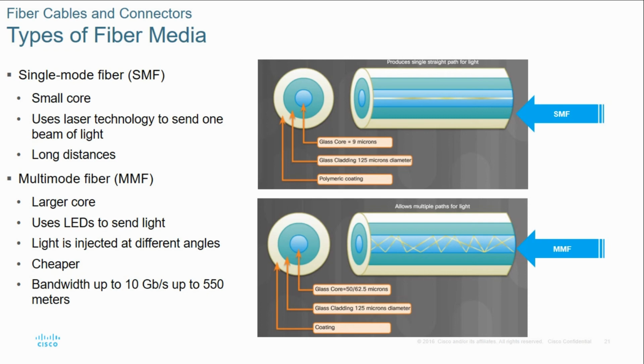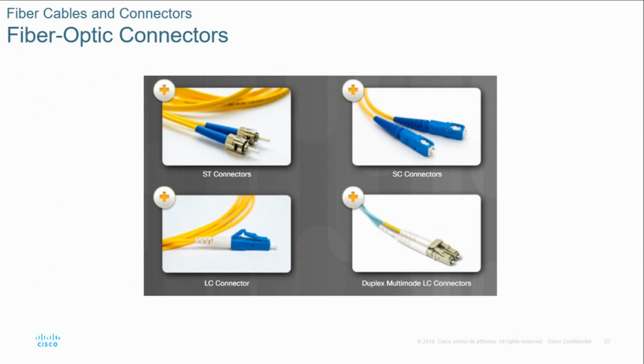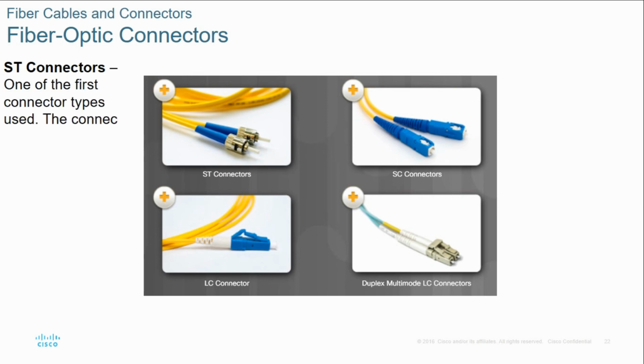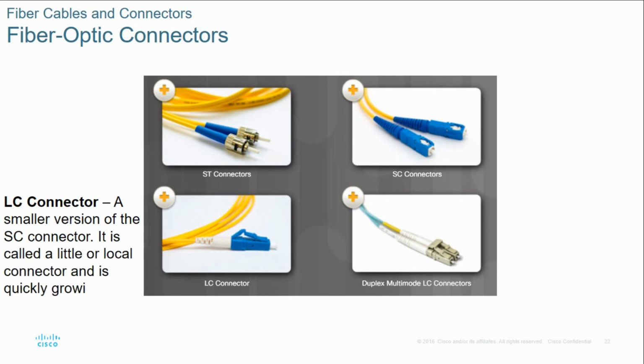The connectors that we use for fiber optic cables are the following. First is the straight tip or ST connector. It is one of the first connector types used. The connector locks securely with a twist-on or twist-off bayonet-style mechanism. Next is the LC connector or the Lucent connector. It is a smaller version of the fiber optic SC connector. It is sometimes called a little or local connector and is quickly growing in popularity due to its smaller size.